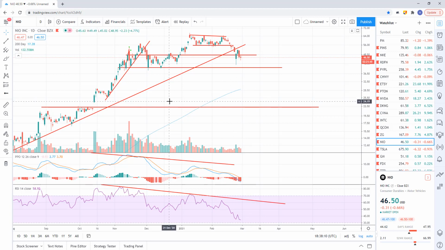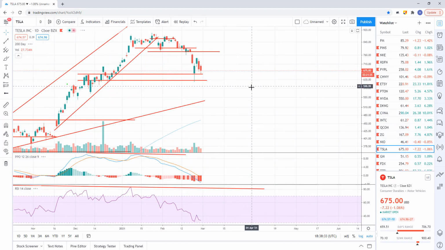In that area, they'll probably step in a little early. There's a gap right here, so they'll probably get close and then not fill the gap. But anywhere from about $24 down to 20, we're likely going to see some support. That's quite a ways down from where we're at now, a move of about 50%. So that's what I'm looking for on NIO. Tesla, same thing.